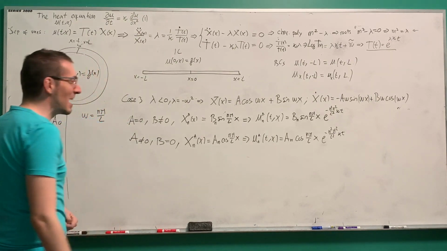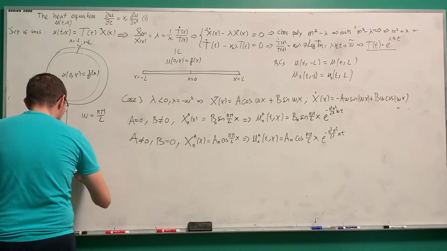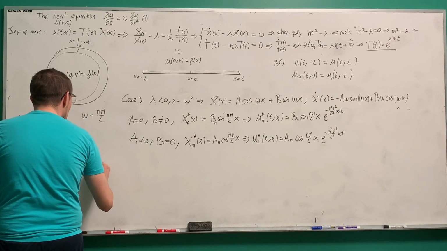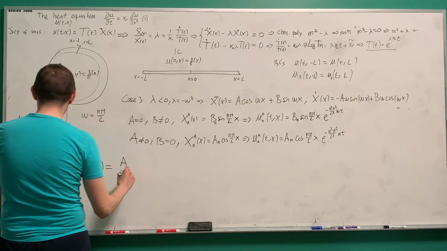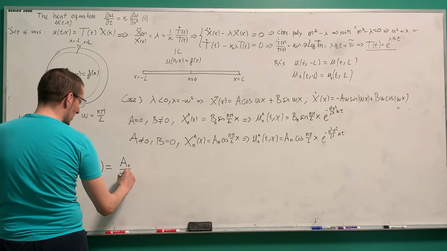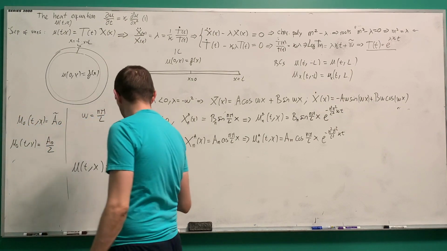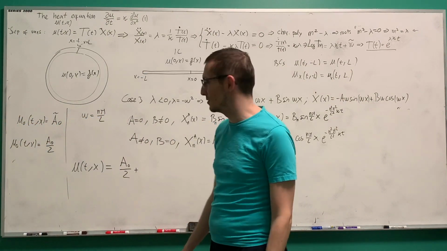If I do that, let's add all the solutions we found and find the total solution before imposing the initial condition. U of t, x is the one that we found from lambda equals 0, a0 over 2, plus, this is just convenient to have it, as you will see.